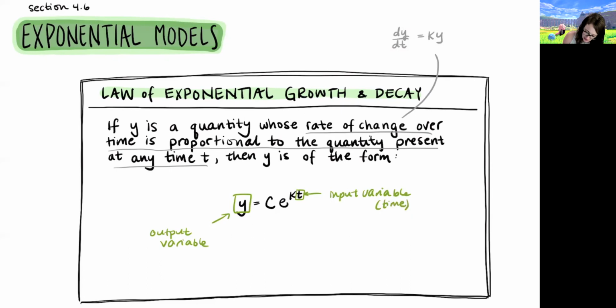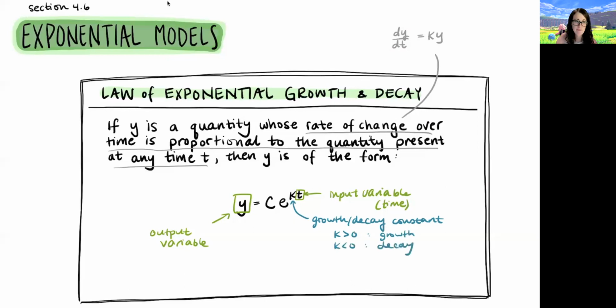The k has a particular name. This is called the growth or decay constant. If you have a positive value for k, you have growth, and if you have a negative value for k, then you have a decay function. And then the c here, just like we talked about with exponential functions in general, is the initial value. This is what you get when you plug a 0 in for t.